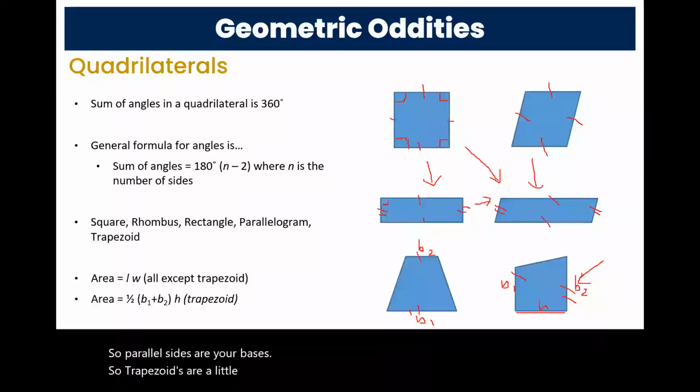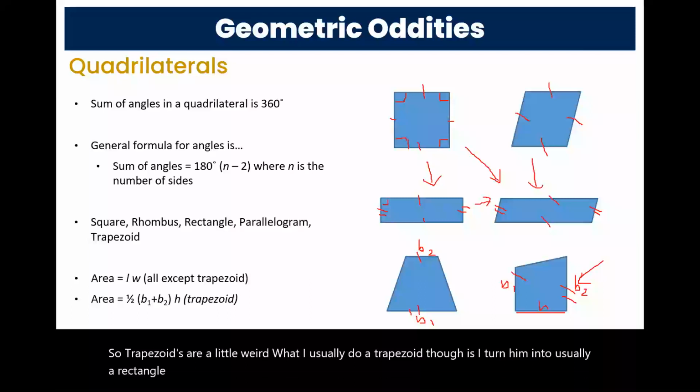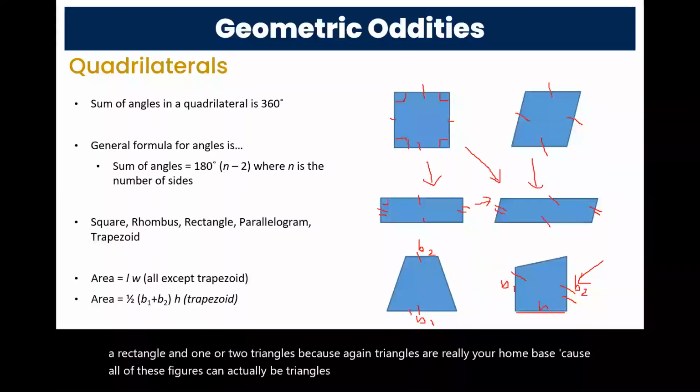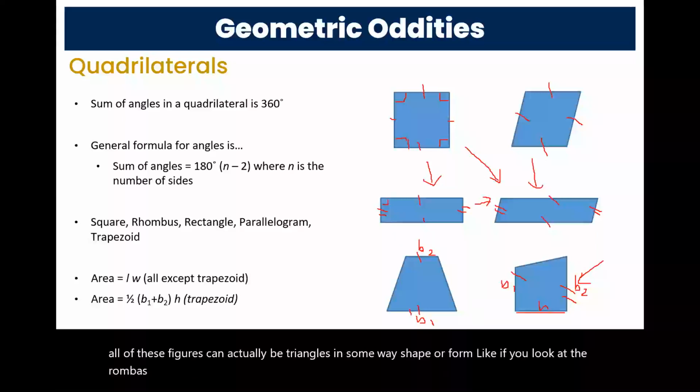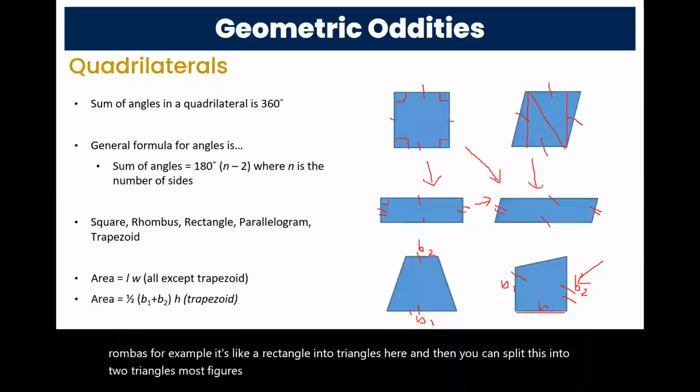What I usually do with trapezoids, though, is I turn them into usually a rectangle and one or two triangles. Because again, triangles are really your home base, because all of these figures can actually be triangles in some way, shape, or form. Like if you look at the rhombus, for example, it's like a rectangle and two triangles, like here, and then you can split this into two triangles. Most figures can be split into triangles.